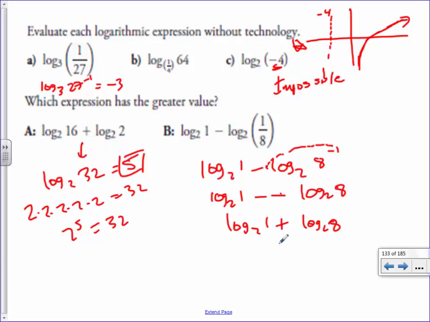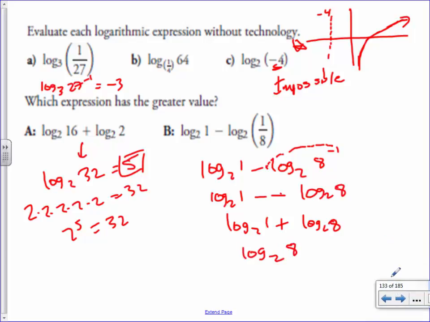Add means times, right? So 1 times 8 is 8. So then my last question, how many 2's are there in an 8? 2 times 2 times 2 is 4, times 2 is 8. So there you go. That is our answer.